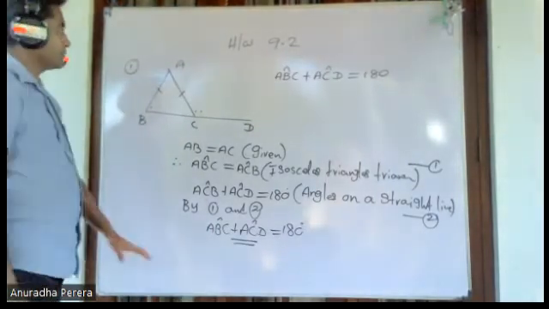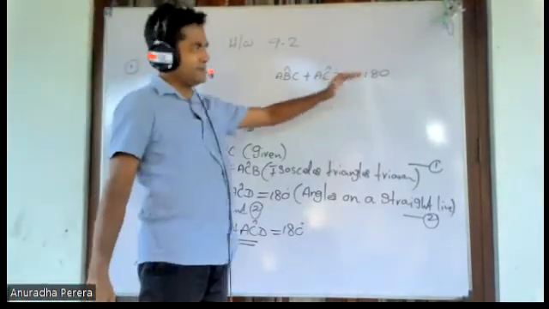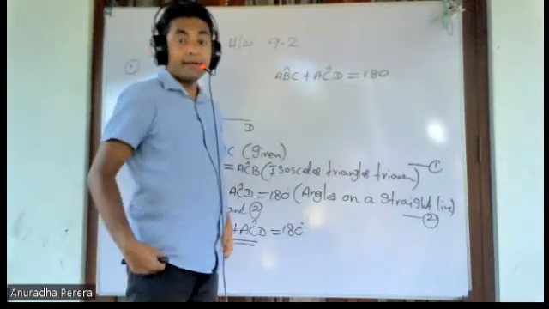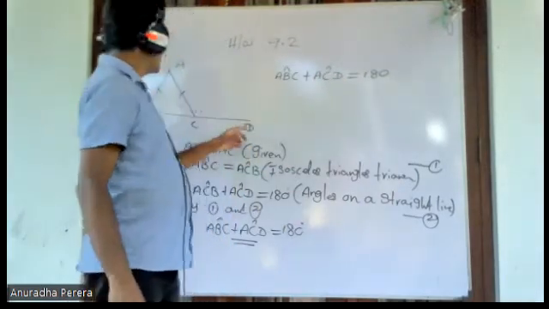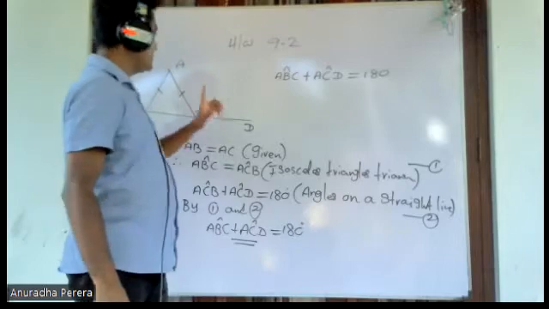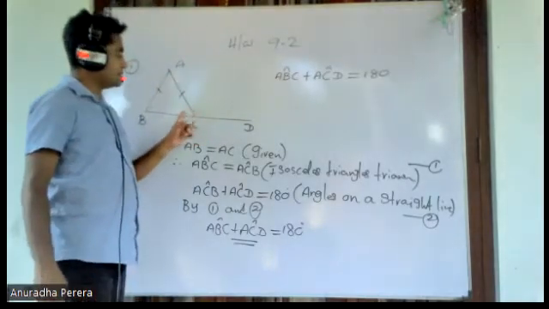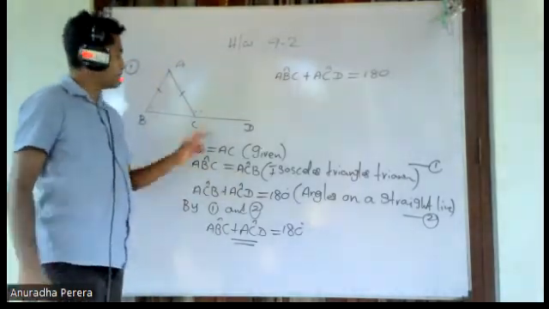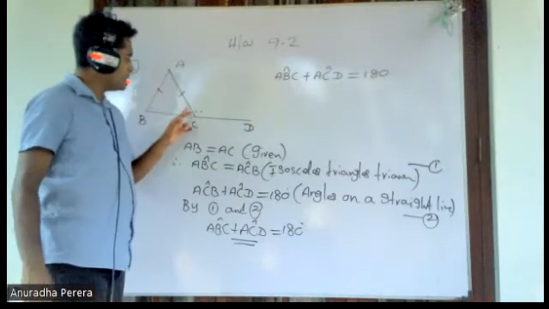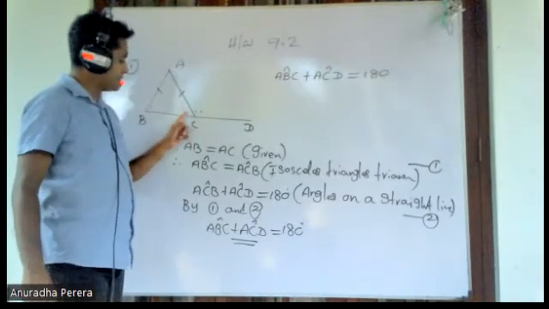Very easily you can prove it. First of all, identify the answer. ABC plus ACD. You know, the sum of these two is equal to 180, angles on a straight line, but these two are equal. You can substitute this angle for this one.